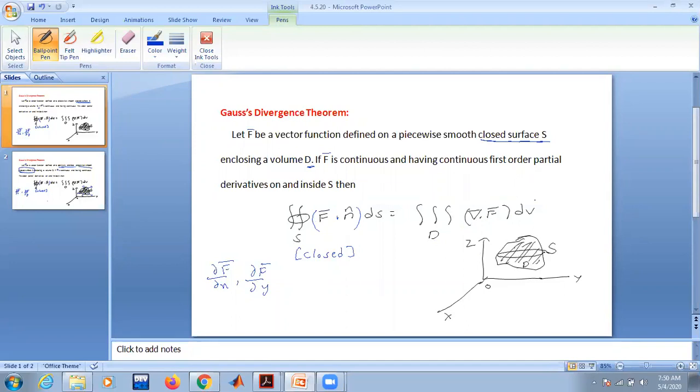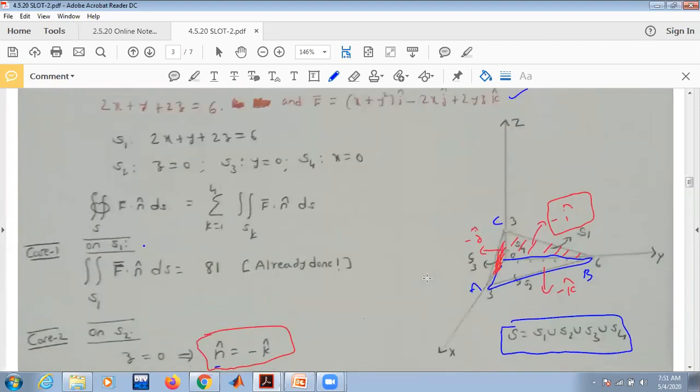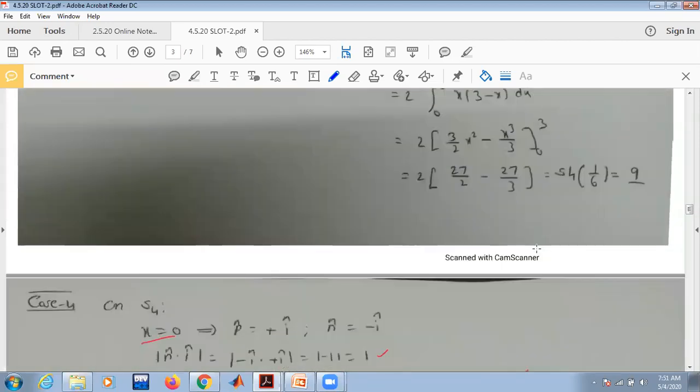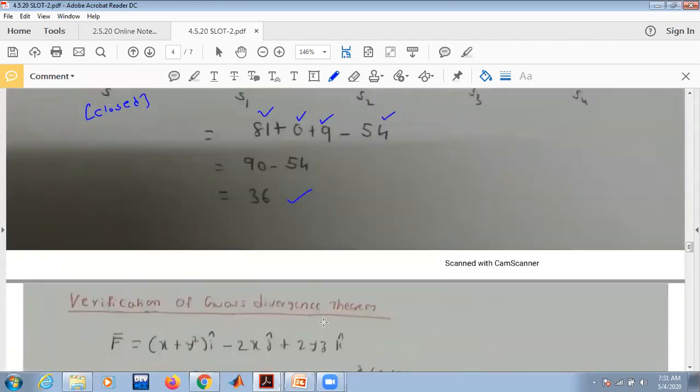So now what we'll do, we'll compute this triple integral for the present problem and see whether this is equal to the surface integral or not. So we are going to verify Gauss divergence theorem. Now this is the value we got for this closed surface. This closed surface consists of four triangular planes. This is actually a prism with four triangular planes. So the total value we got is 36. Okay. Now the verification of Gauss divergence theorem.